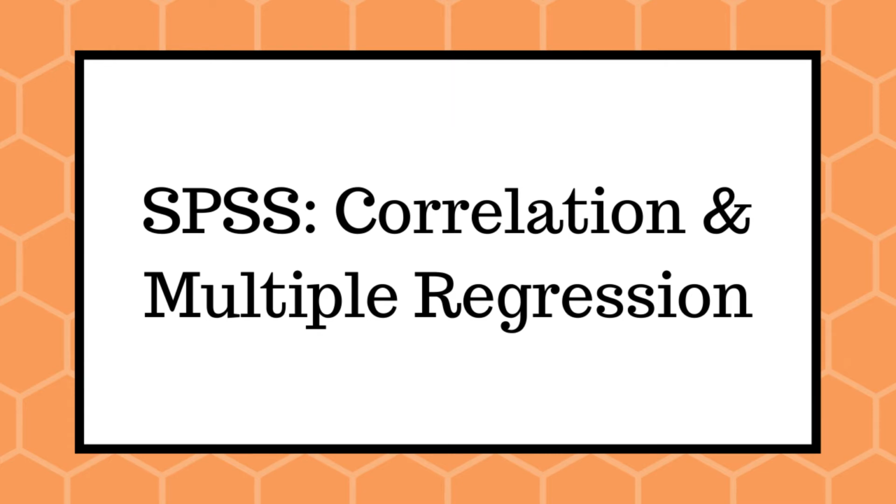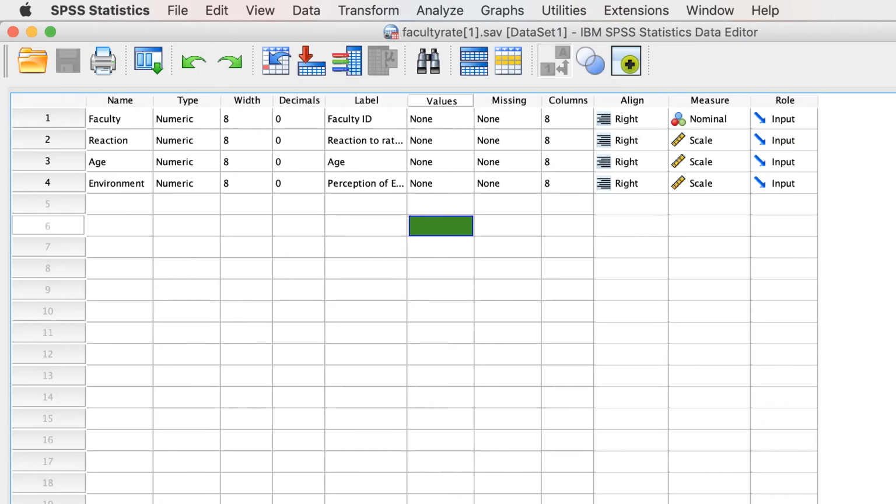In this video, we're going to be running a correlation and a multiple regression. This data set is investigating a large state university in the Southeast where a new faculty rating system has been initiated. The Director of Institutional Research at the university is asked to investigate the faculty's reaction to this new rating system and determine the association between their reaction to the rating system, their age, and the perception of their work environment. The director randomly surveyed 13 faculty members.